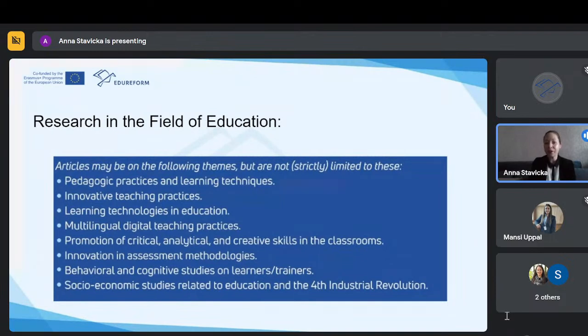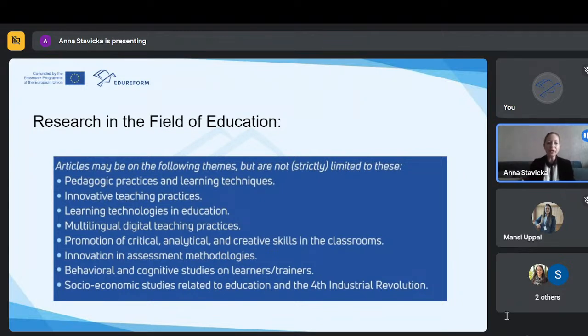And these are pedagogic practices and learning techniques, innovative teaching practices, learning technologies in education, multilingual digital teaching practices, promotion of critical, analytical, and creative skills in the classroom, innovation in assessment methodologies, behavioral and cognitive studies for learners and trainers, and last but not least, socioeconomic studies related to education and the fourth industrial revolution.